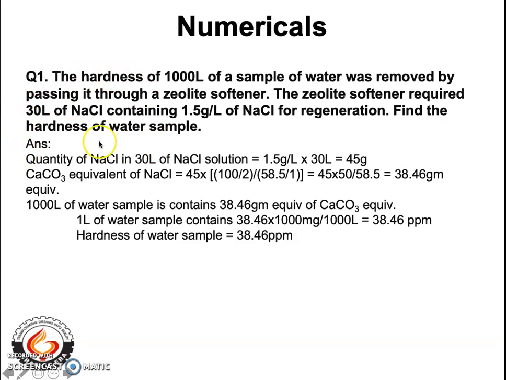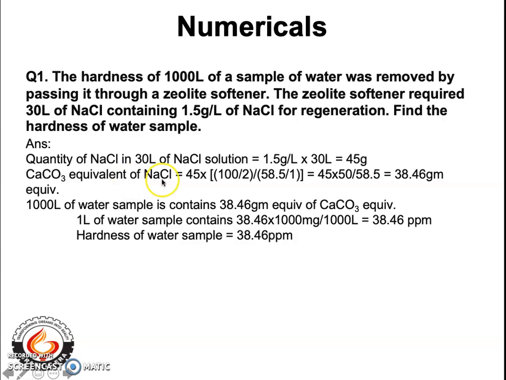In this type of numerical, the first thing we should do is quantify how much sodium chloride is present in 30 liters of the solution. The concentration is already given, 1.5 grams per liter into 30 liters, which comes out to be 45 grams of sodium chloride. So 45 grams of sodium chloride was used for regenerating the zeolite bed. Now we have to convert it into calcium carbonate equivalent.